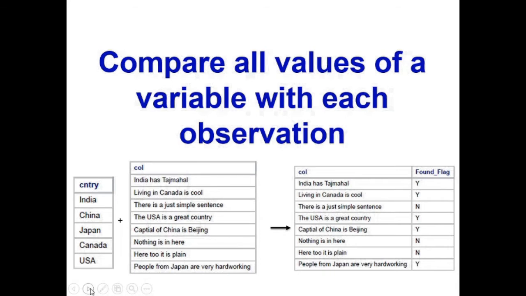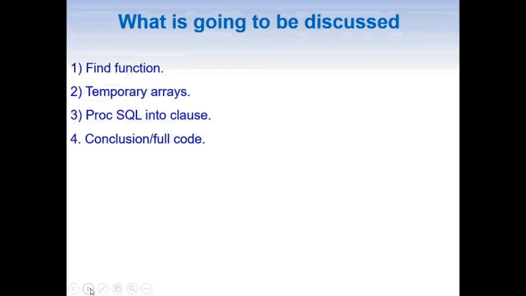Now let us quickly look into what we are going to discuss for this topic. Before going into the details, I would like to mention a quick point. I might use variable and column keywords interchangeably, and also I might use observation and row keywords interchangeably, and this is okay as these are one and the same. Initially I will discuss the find function, followed by temporary arrays, followed by the proc SQL into clause, and finally I will conclude this topic with the full code.